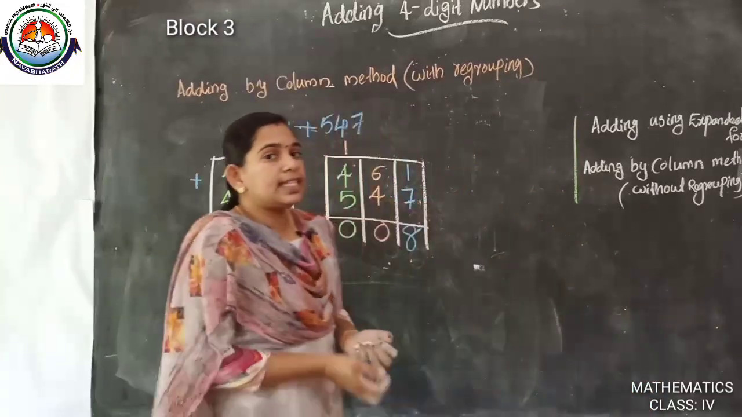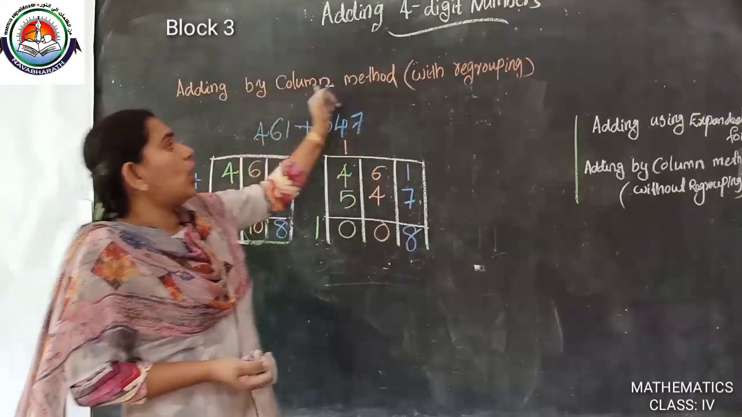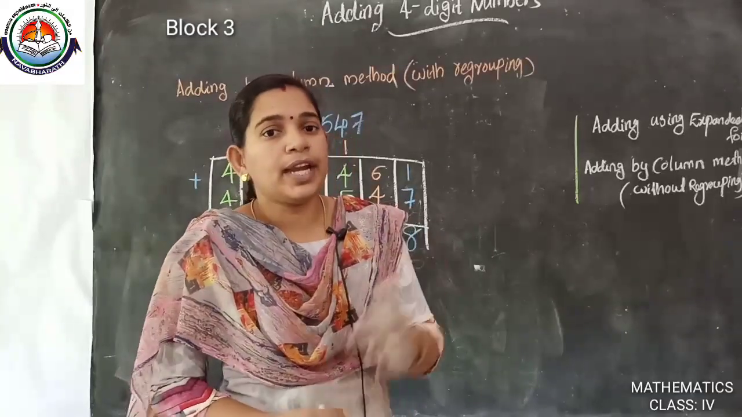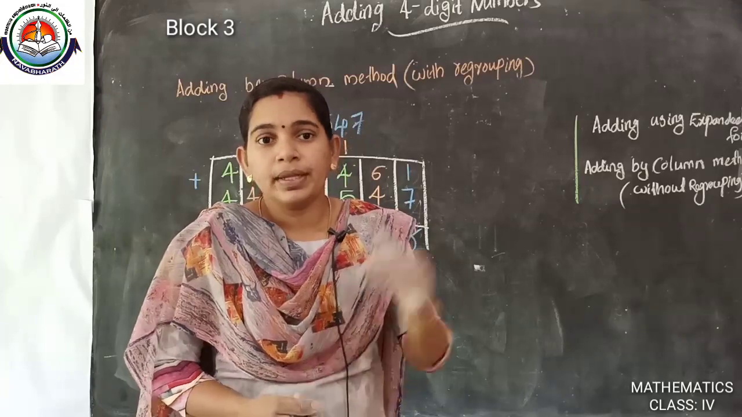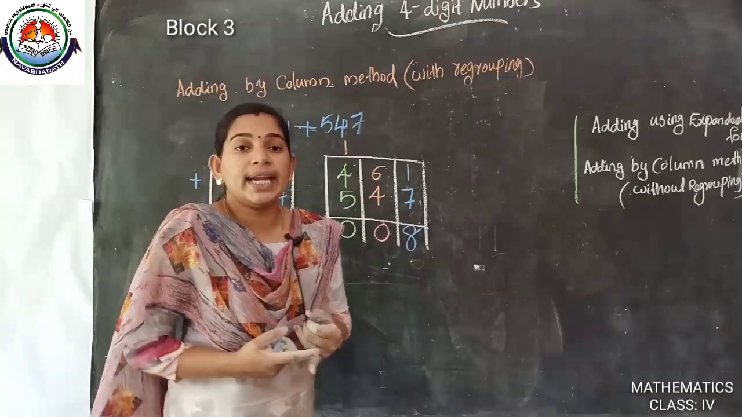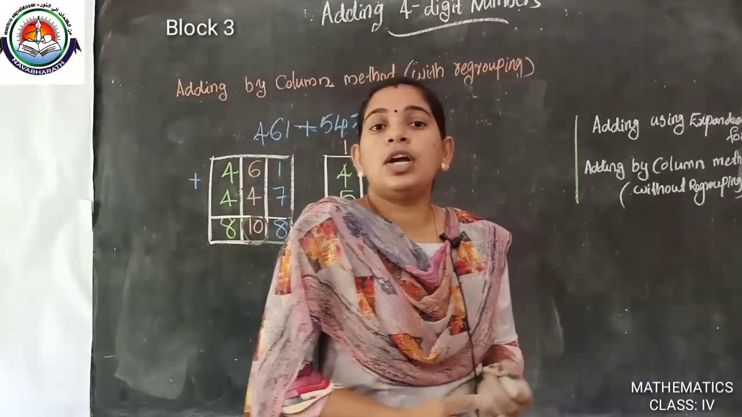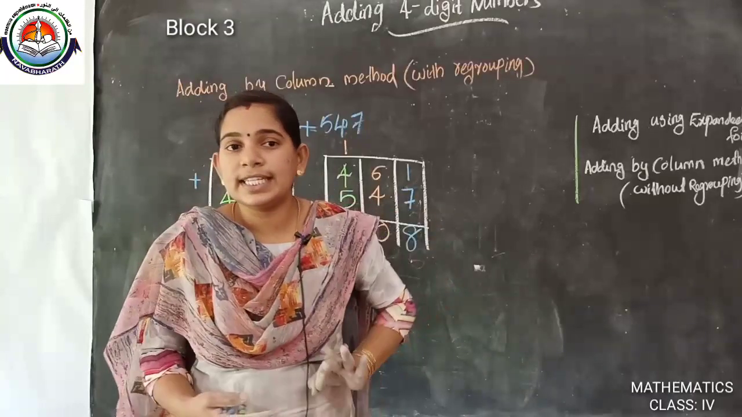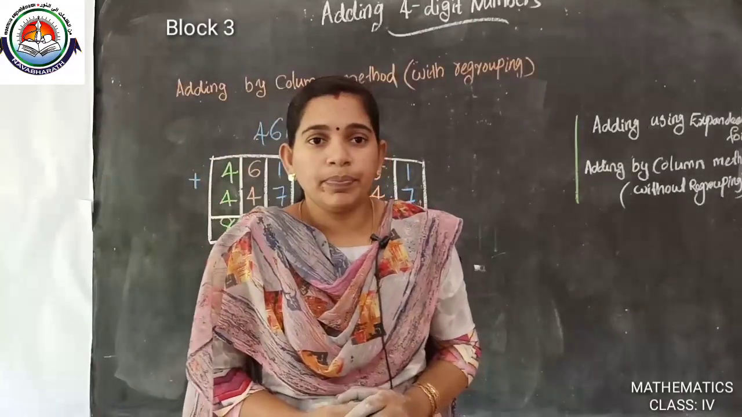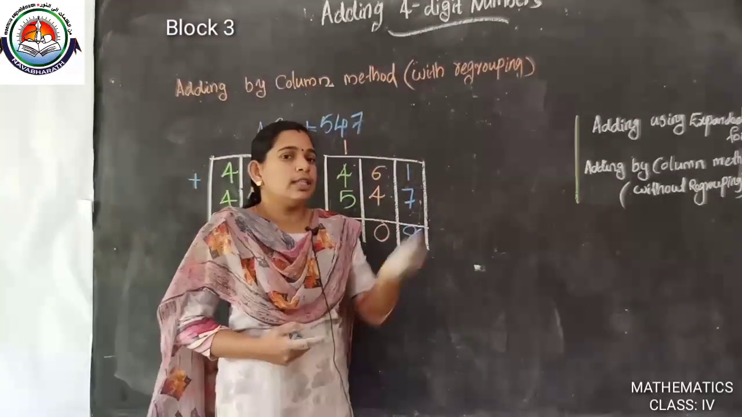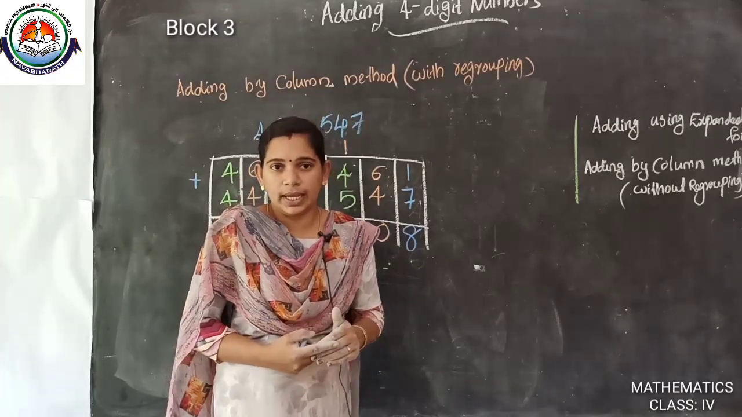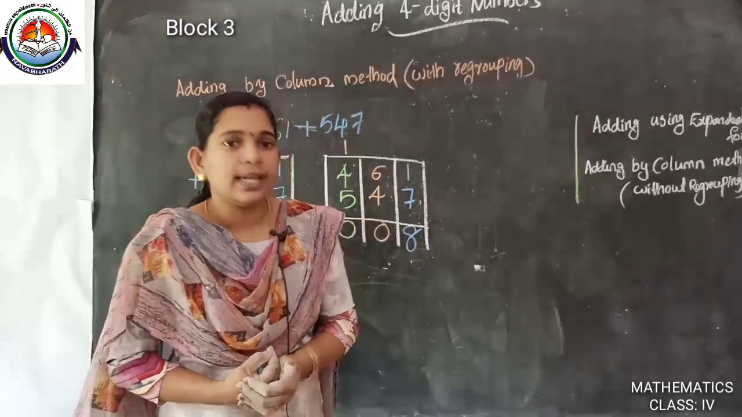Okay. Today we are discussing adding by column method with regrouping. With regrouping means there are carry numbers. After adding, we will get 1 carry. Up to this class we discussed how to add using expanded form and using the column method without regrouping. Today we are discussing adding by column method with regrouping. Okay. Does anyone have a doubt about these 3 topics? If you have any doubt, please call me. Okay. Then we will do more problems later. Okay, thank you.